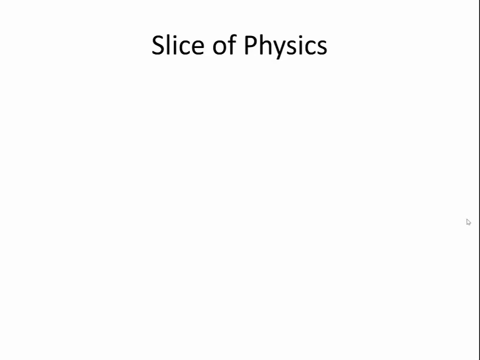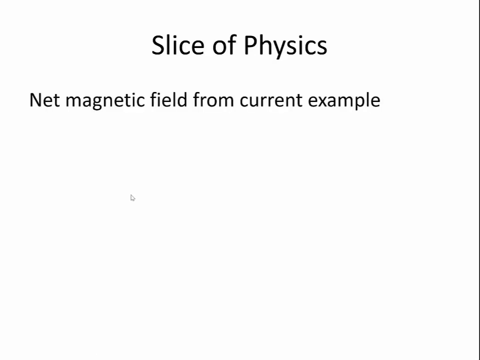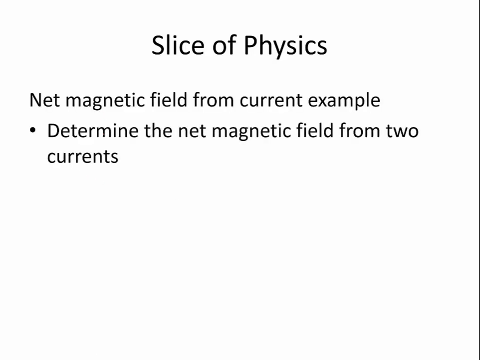Hello there, welcome back. We just looked at how to determine the magnetic field from a current in the previous video. So now we're going to look at how we determine the net magnetic field from two currents. Before I even present the problem, let me just talk about the steps whenever you determine the net of something.